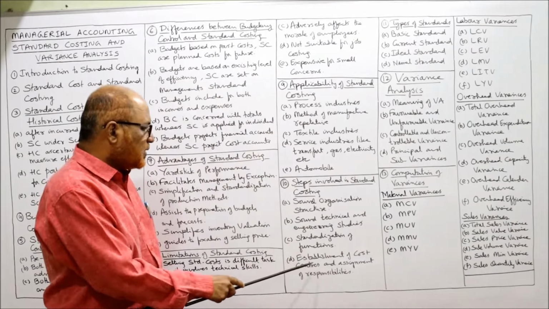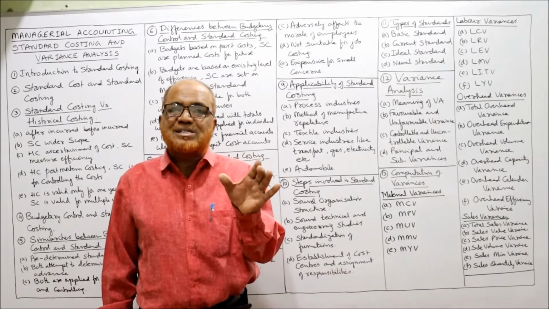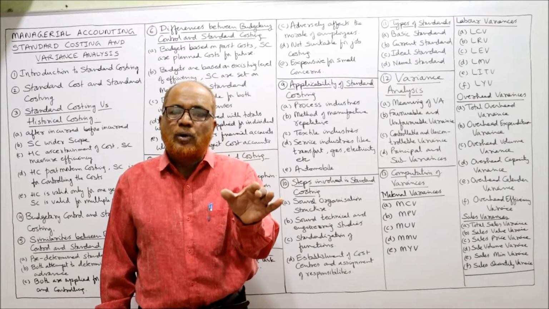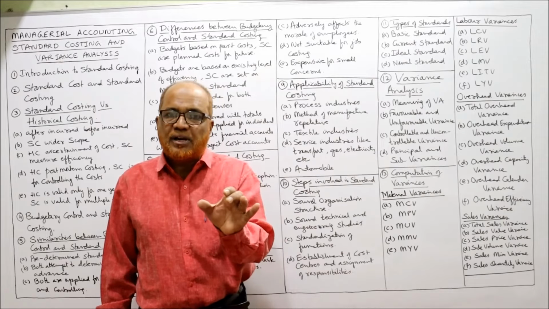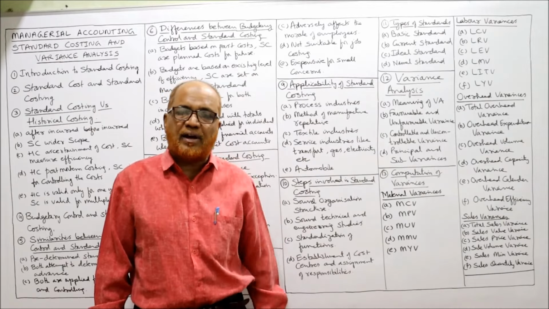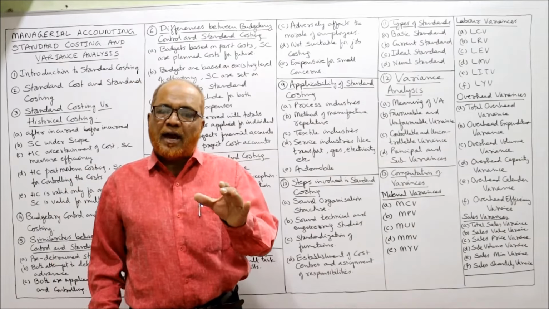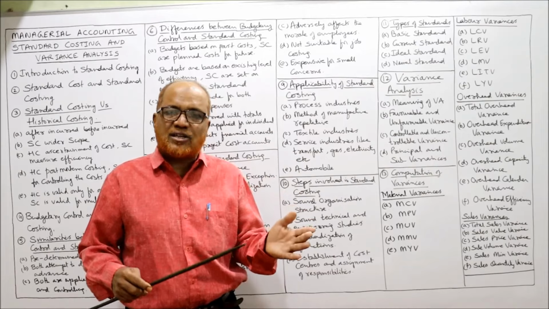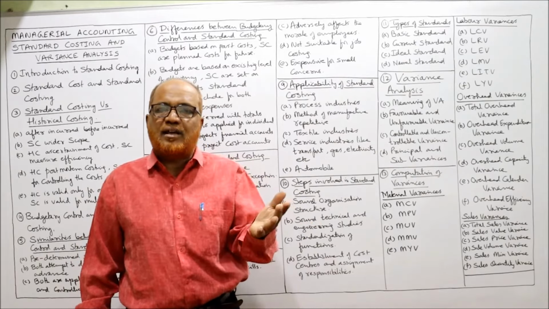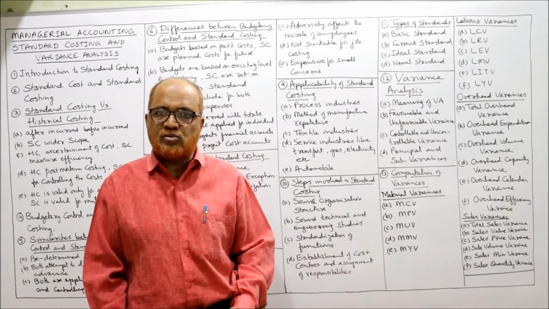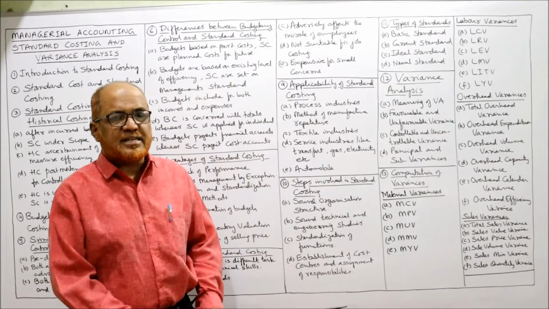Next one, establishment of cost centers and assignment of responsibilities. There should be clear cut cost centers. A cost center is a unit on which costs are incurred. The responsibilities and cost centers should be clearly defined. Apart from that, the period of standard cost should be defined, and recording the standard cost and actual cost, comparing the standard and actual, finding out the variance, analyzing the variance, and taking corrective action on those variances. All these are prerequisites for implementing standard costing.